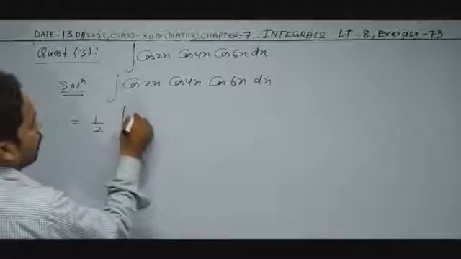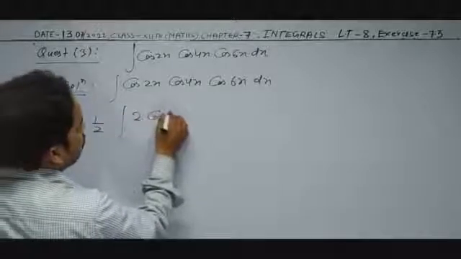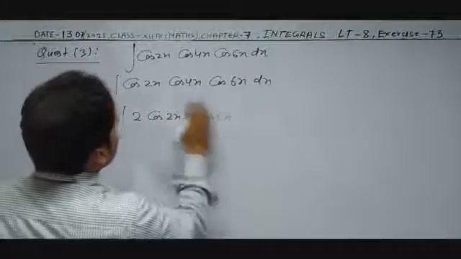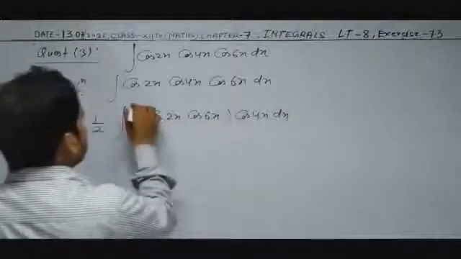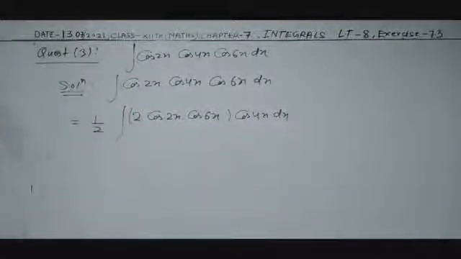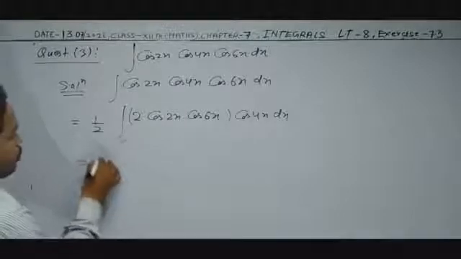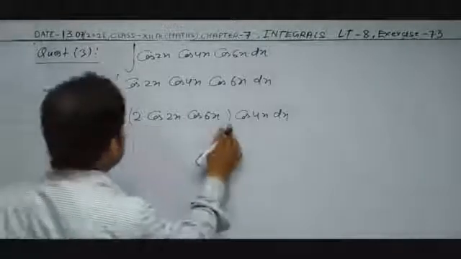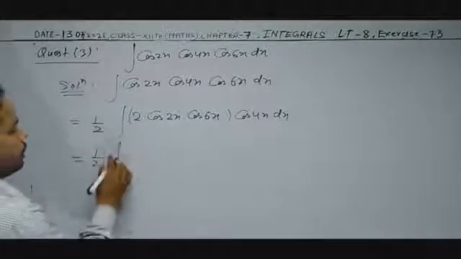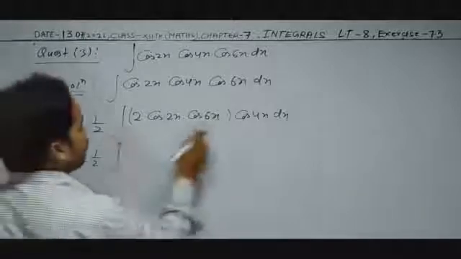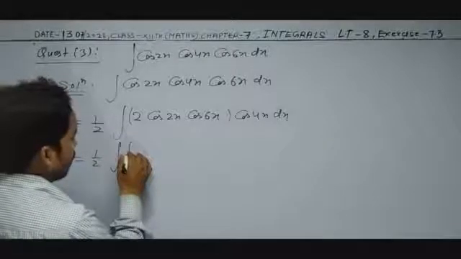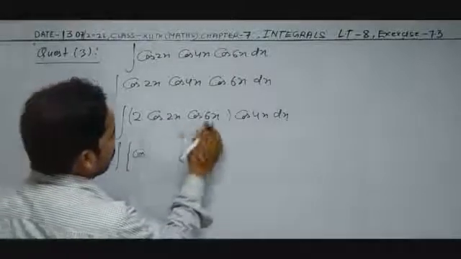Suppose we are going to integrate 2 times cos 2x cos 6x into cos 4x dx. Now suppose we have taken a pair. When you see these brackets, 2 times cos a cos b, what formula can you apply? For 2 cos a cos b, the result is cos of a plus b plus cos of a minus b.